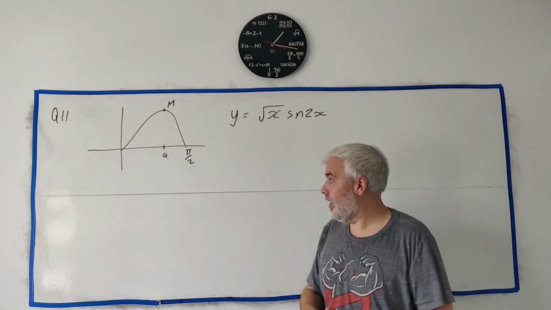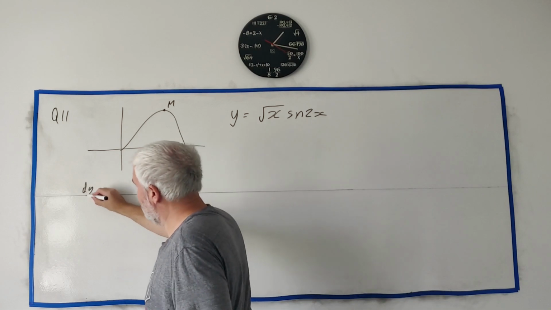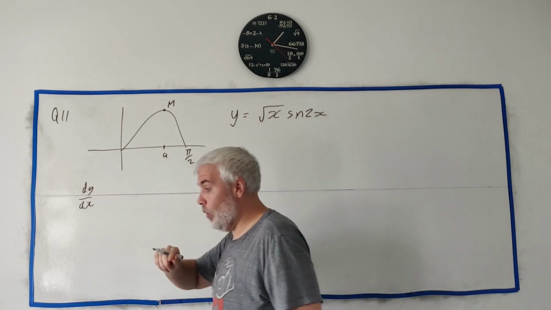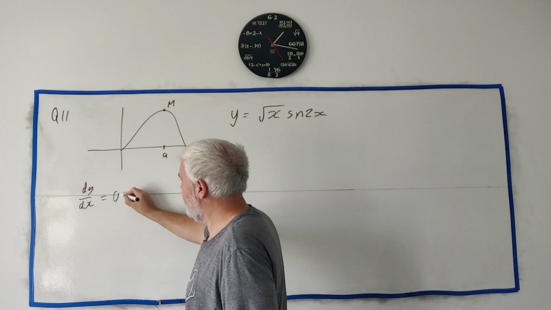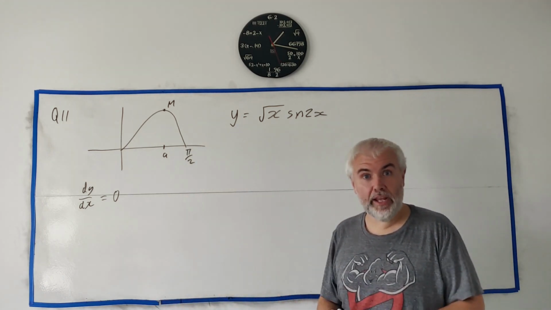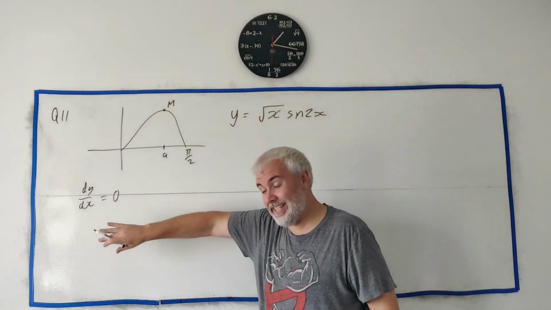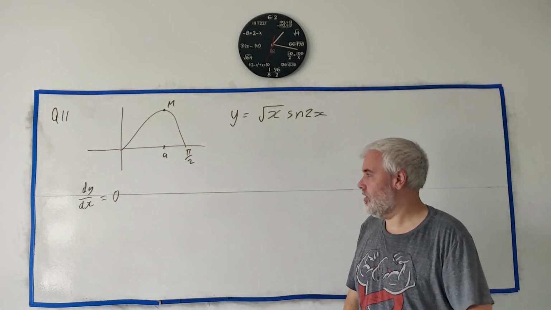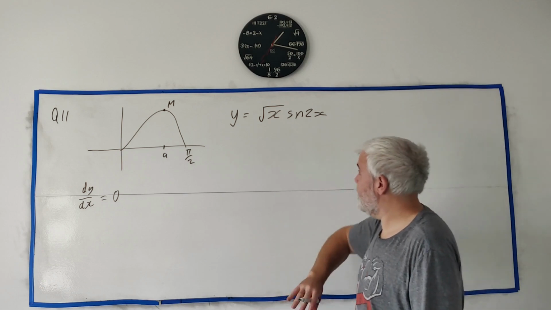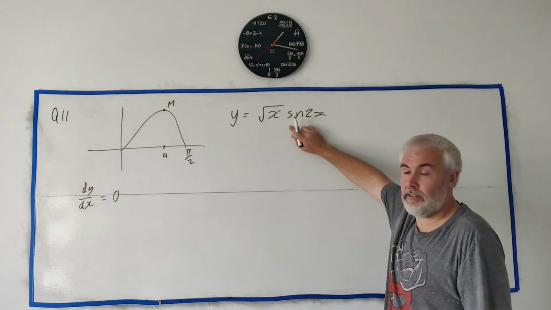So what you should be thinking is dy dx. And what's more, at the maximum, it equals 0. So we now have an equation to start. They wanted you to find an equation. We now have an equation. This is the equation they wanted you to start off with. So our course is clear. We need to differentiate this.